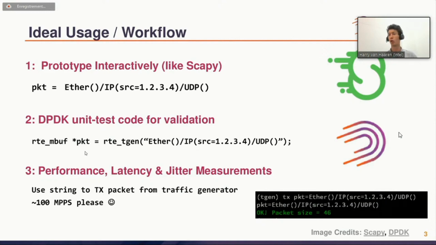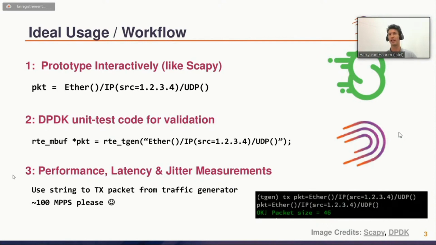And lastly, I want this library to also be able to do performance measurements. So performance, latency, and jitter. Use that same string again. I focus very much on usability, so I want to be able to copy paste the same thing between interactive usage, unit tests, and our traffic generation routines. And I'd like about 100 million packets a second of that, because ultimately, if you're doing packet generation and stress testing, you need to be able to generate a huge amount of traffic to really stress out a full system.